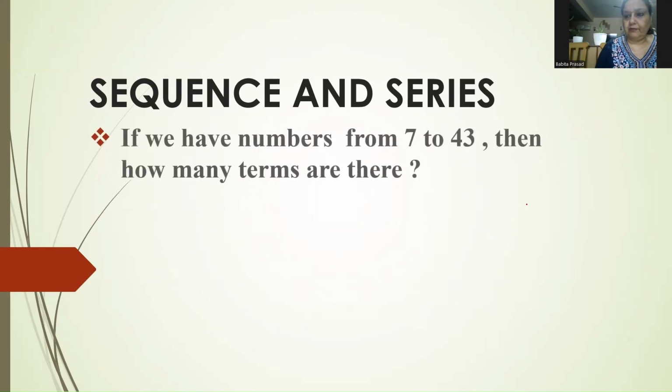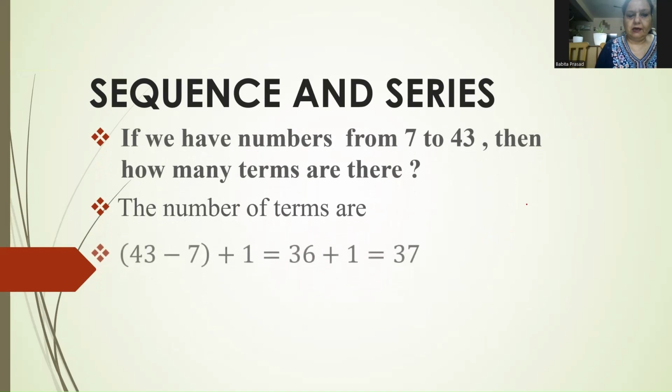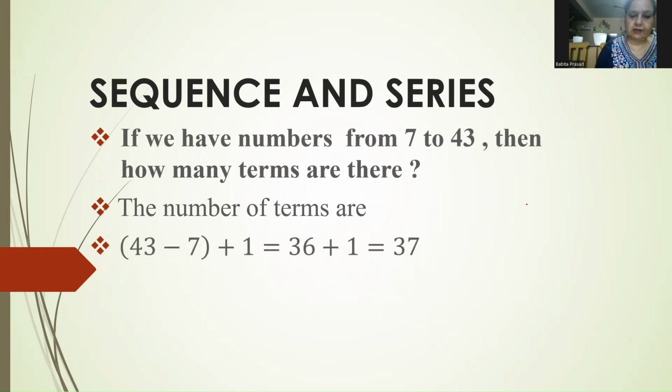Another very important thing: if we have numbers from 7 to 43, then how many terms are there? The number of terms is 43 minus 7 plus 1, equal to 36 plus 1, that is 37. Remember to add 1 if you include both the numbers.